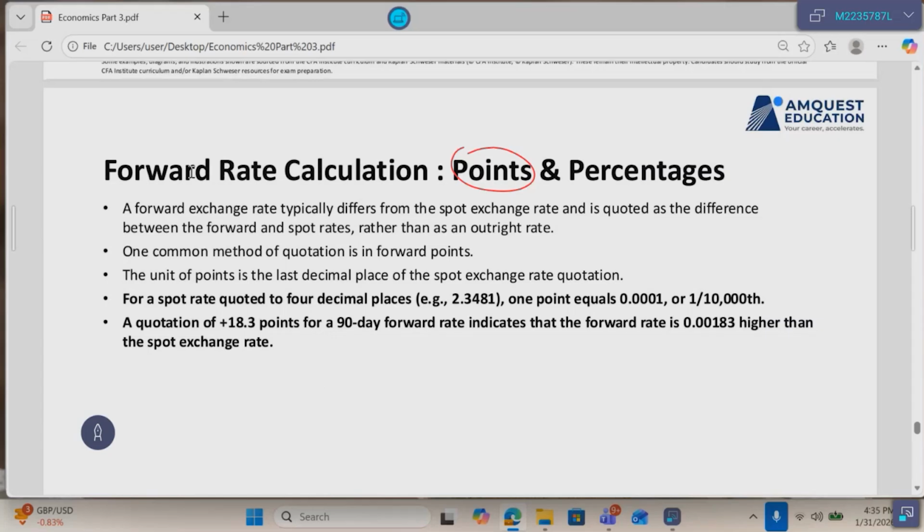Clear? Now let's learn a very important thing here. Okay, what is 1 point? Now 1 point here refers to 1 basis point. BP. BP is not blood pressure. BP is basis point. What is 1 basis point? 1 basis point is equal to what? 0.01 percentage.